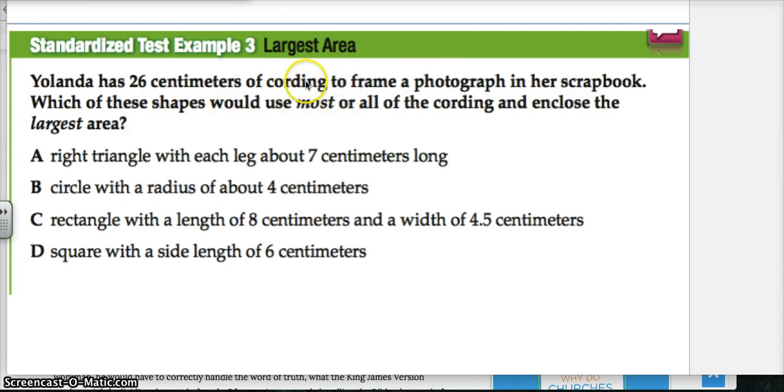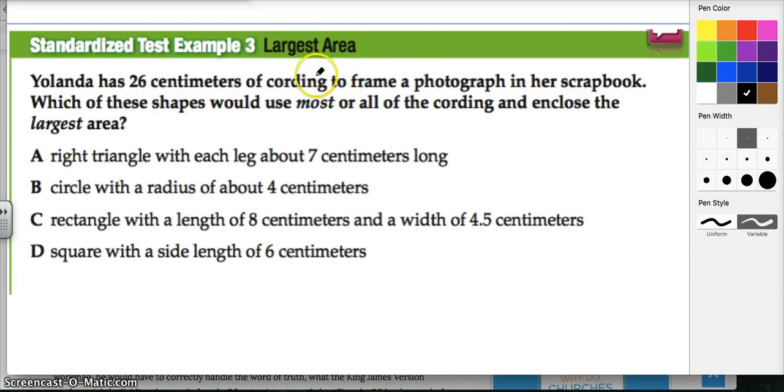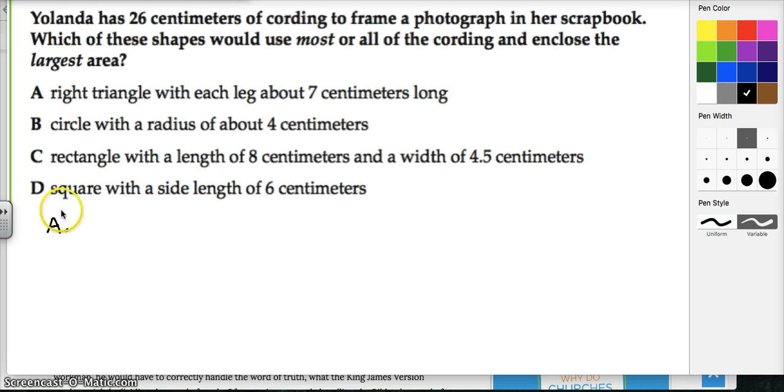So we're talking about two things here. One thing is that using most of the cording would be the perimeter, and the enclosed area is the area. So we need to consider the perimeter and area for each of these shapes. Here in part A, we're dealing with a right triangle with each leg about 7 centimeters long. Whenever you're not given a picture in geometry, you want to draw the picture as best you can. So here's our right triangle.